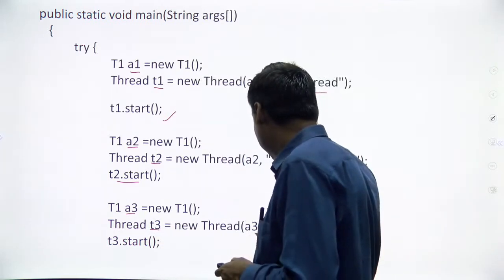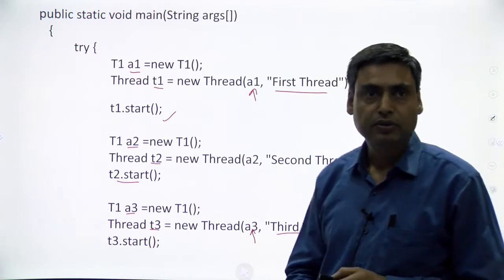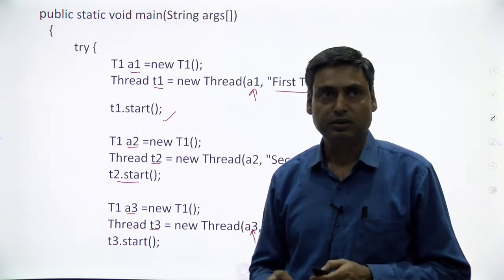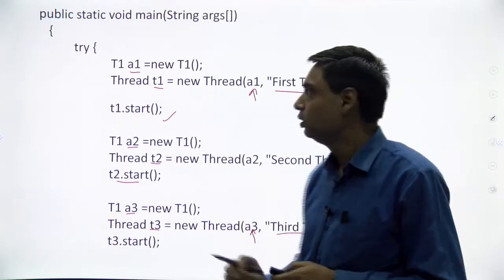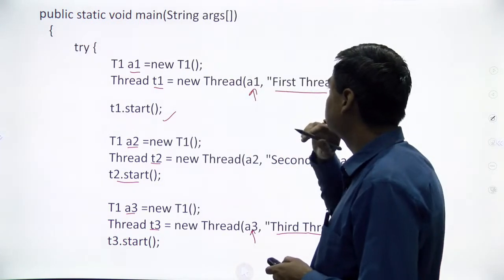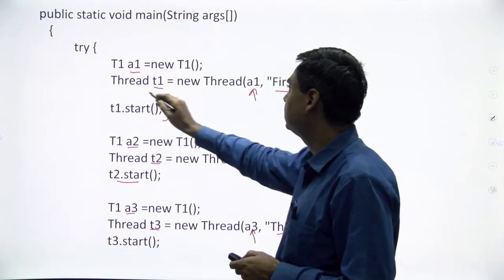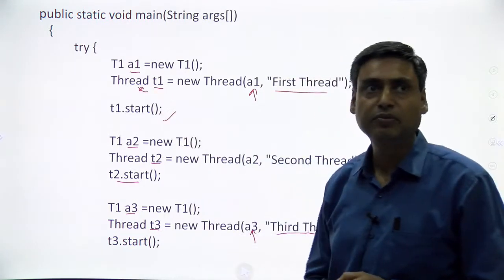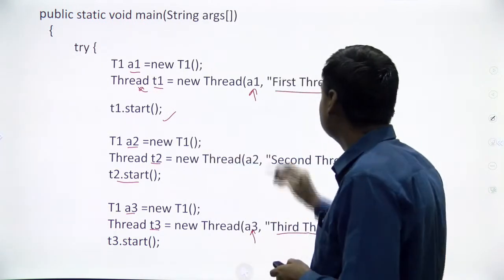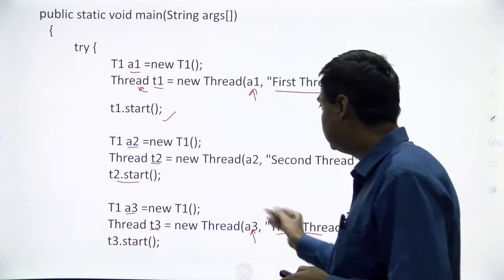T3, then we are wrapping A3 in the T3 and we are providing the name of the thread. So you can see here we have created 3 threads with the help of 3 objects, A1, A2 and A3. And we are wrapping this A1 object with the help of T1 object. T1 object is of type thread. If you are not creating the T1 object of type thread, then T1 dot start will not work. Then A1 is wrapped in the T1, A2 is wrapped in T2 and A3 is wrapped in T3.